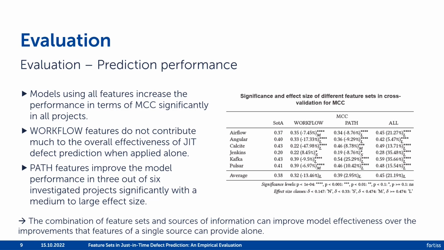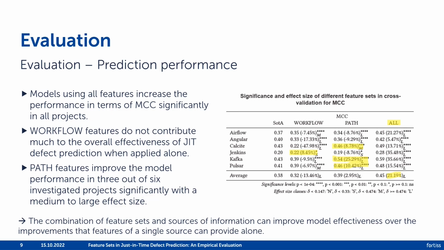And you can see that the models using all features increase the performance in terms of MCC significantly in all the projects with a large effect size and on average with an increase of 21%. The workflow features do only increase the MCC for the Jenkins project with a small effect size, and the path features improve the model performance in 3 out of 6 investigated projects significantly with a medium to large effect size.